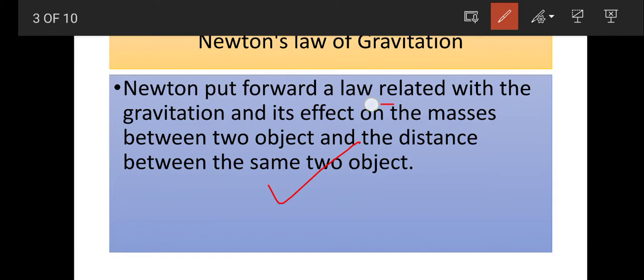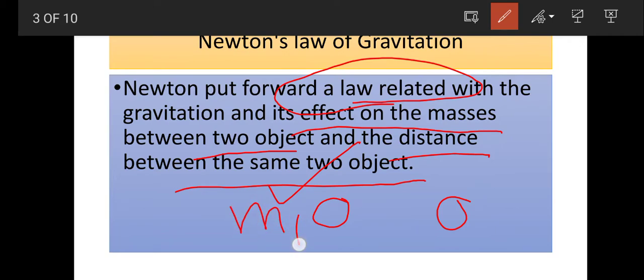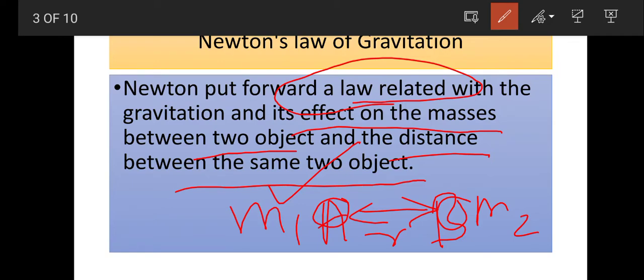He put forward one law related to gravitation and its effects on the masses of the two objects and the distance between the same two objects. Newton discovered this law which depends upon the masses of the two objects and the distance between them. For example, here A is the object and here B is the object, and the distance between them is r. So he considered m1 and m2 and the distance between the two objects.